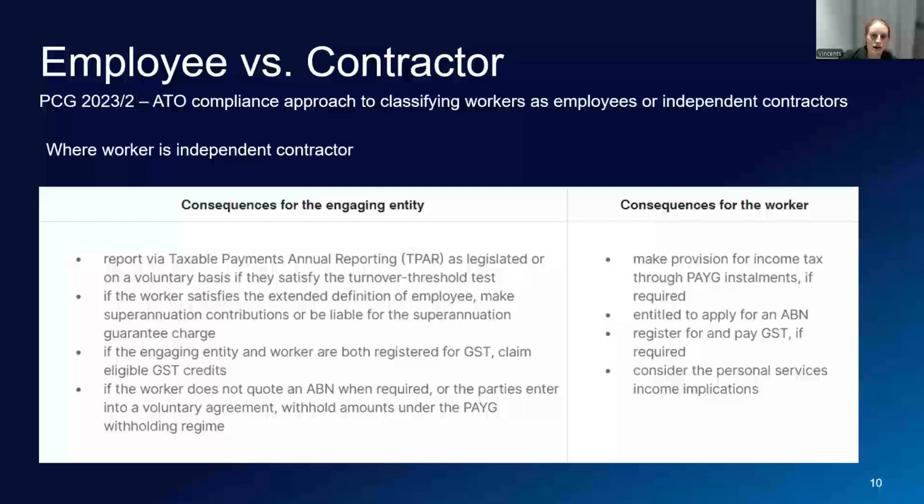They're entitled to an ABN and also to register and pay GST if required. So generally, if their turnover is above the $75,000 threshold, and they'll also need to consider the personal services income implications.